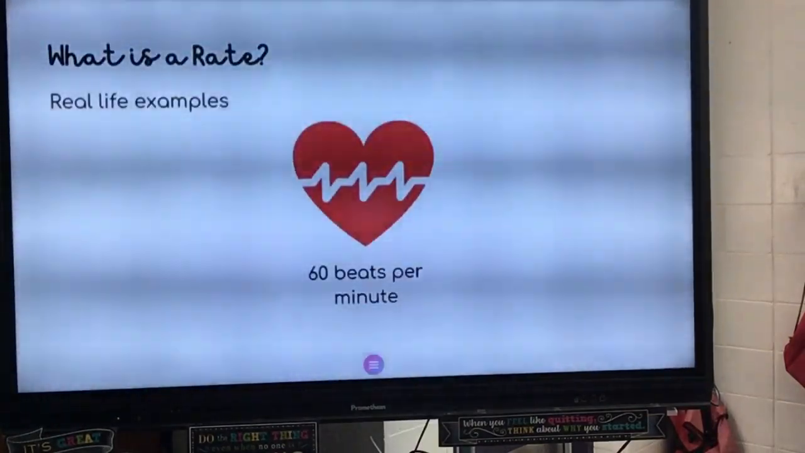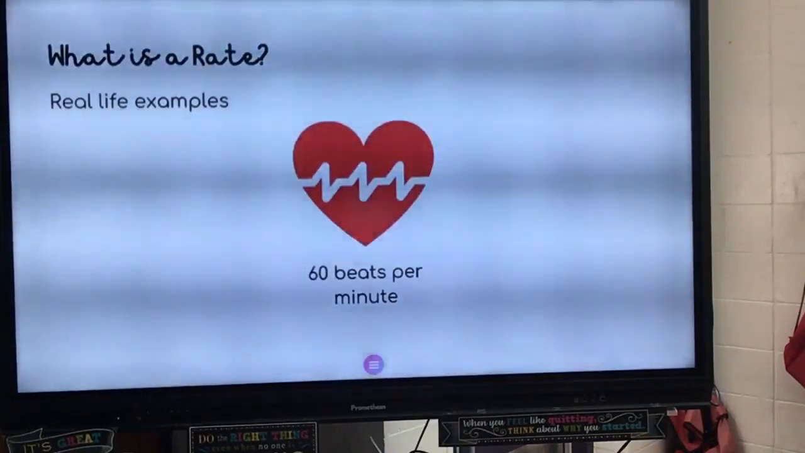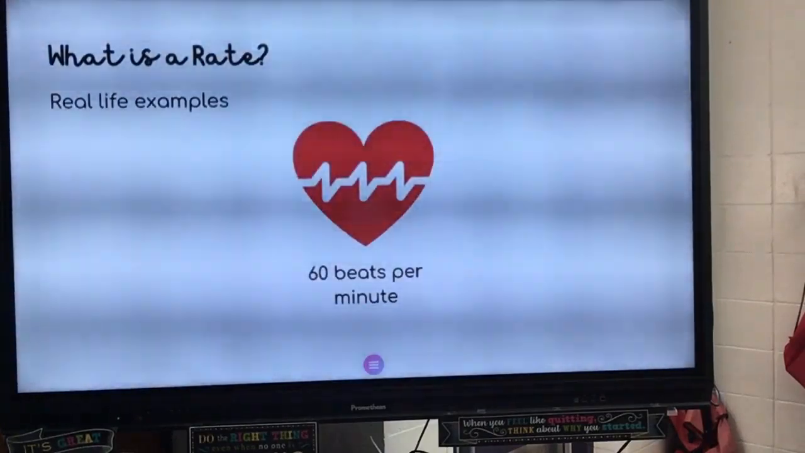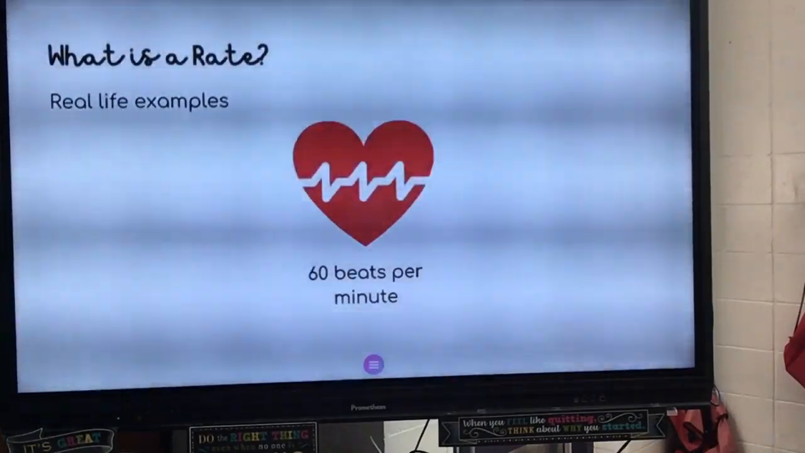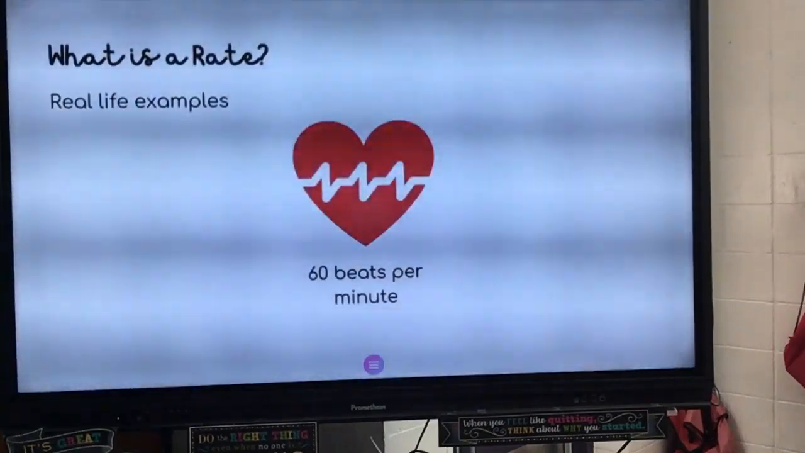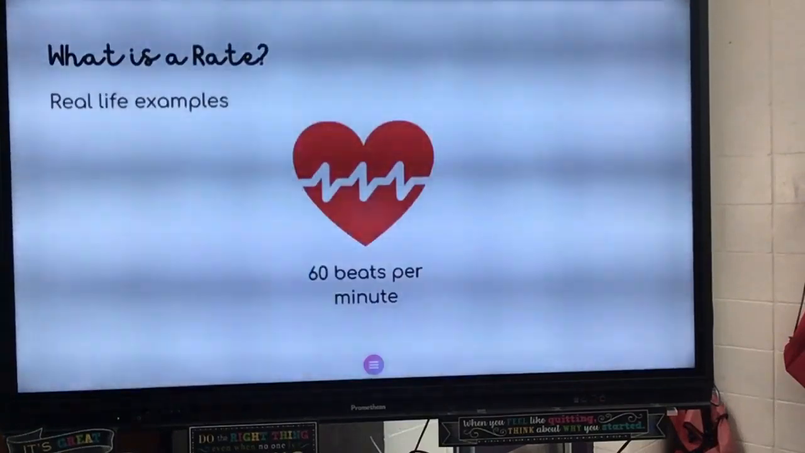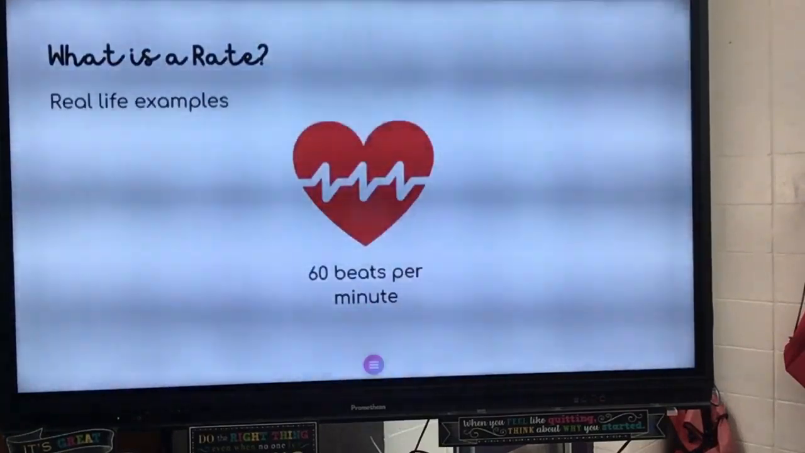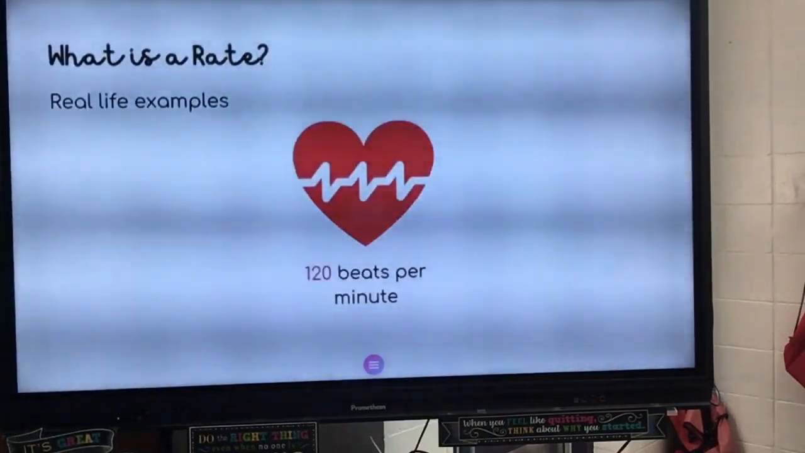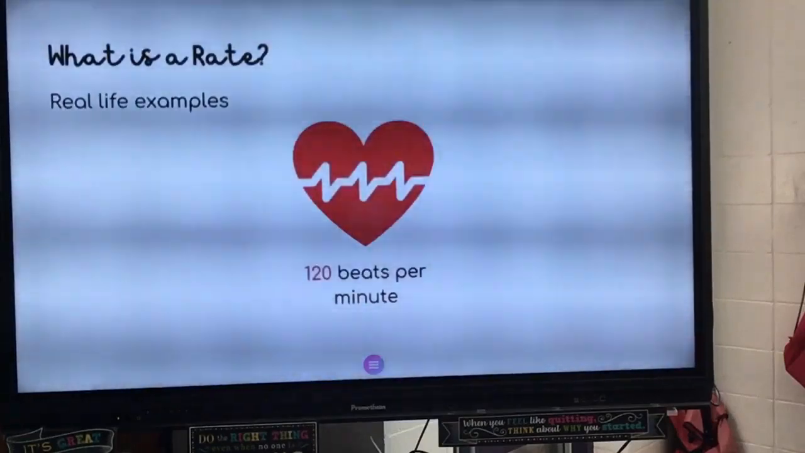Another real-life example includes heart rate. So, for example, if your heart rate is 60 beats per minute or 60 BPM, that means that your heart actually beats 60 times every minute. If your heart starts beating faster during exercise or if you're anxious, your heart rate might go up to 100 or more beats per minute.